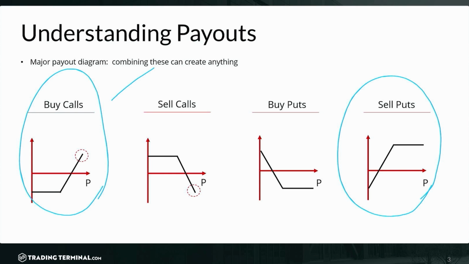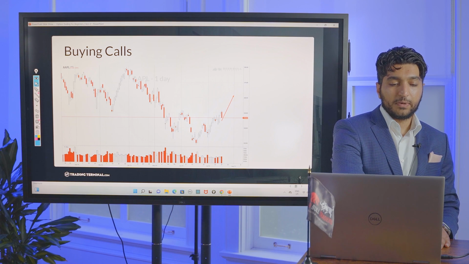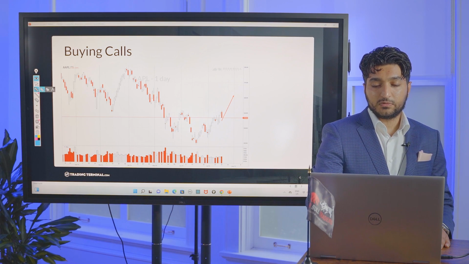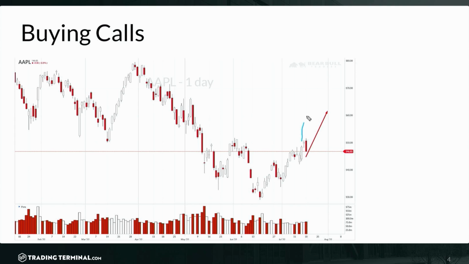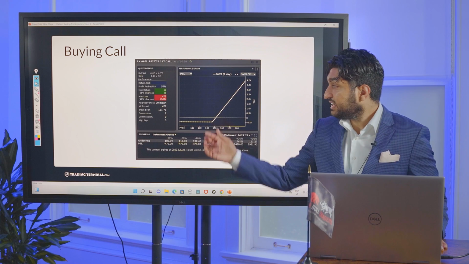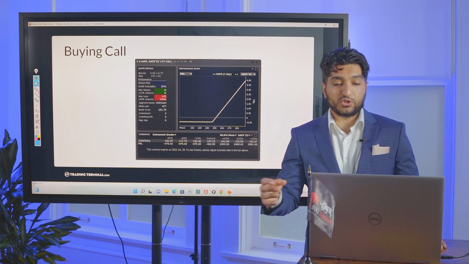Let's go ahead and talk about buying calls. Let's imagine you're bullish about Apple and you think Apple over the next week is going to go up maybe back to the 170, somewhere around here. So you go ahead and buy some calls. How would your payout look? This is what your payout diagram is going to look like.